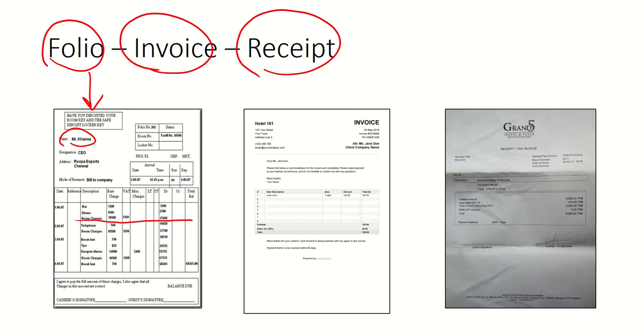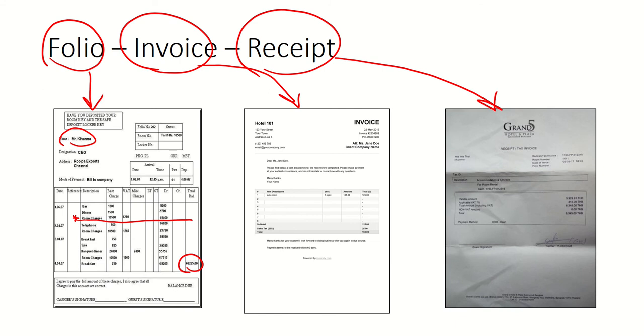Mr. Khanna consumed room services with charge here. This is room charges. And the total balance is like this. So this is the folio. It is not similar to an invoice and receipt.